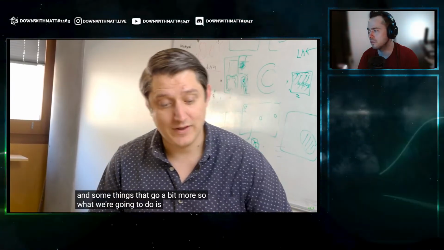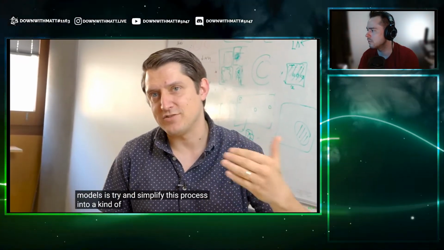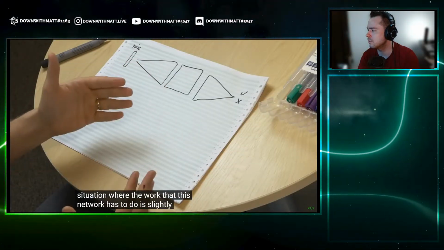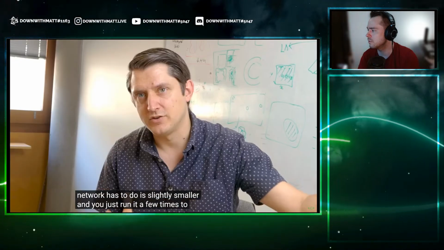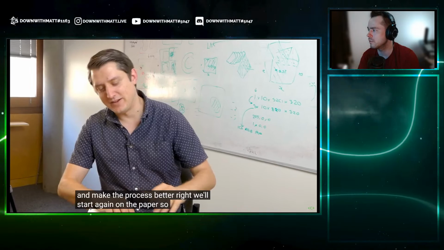So what we're going to do in diffusion models is try and simplify this process into a kind of iterative small step situation, where the work that this network has to do is slightly smaller, and you just run it a few times to try and make the process better. Right, we'll start again on the paper so we can clean things up a bit.